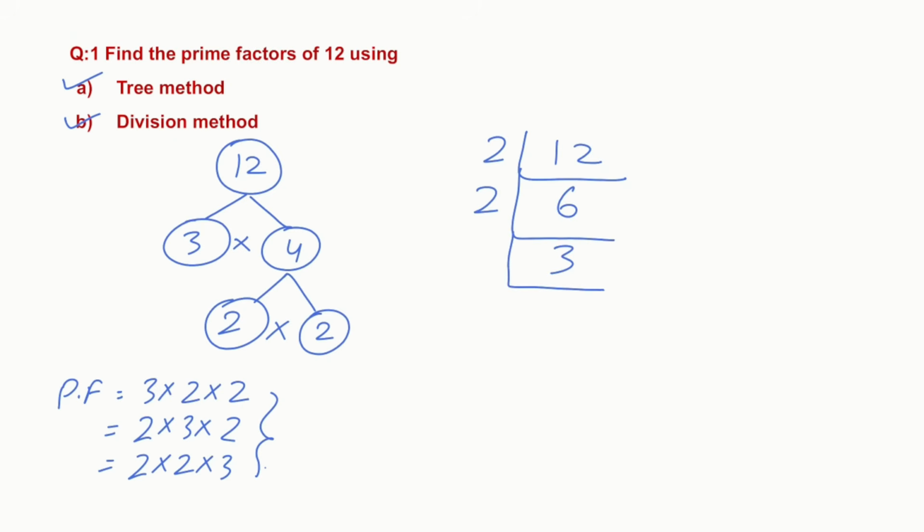Now 3 can be divisible by 3 only. So we'll take 3. Now 3 times 1 is 3. So our prime factor is 2 times 2 times 3. So you can use any of these methods for finding the prime factor.